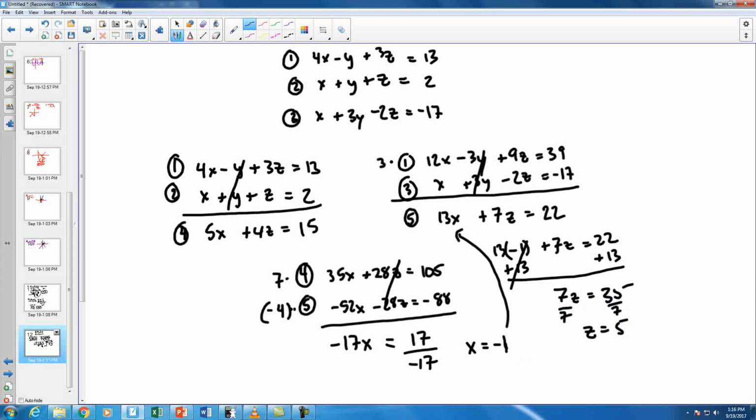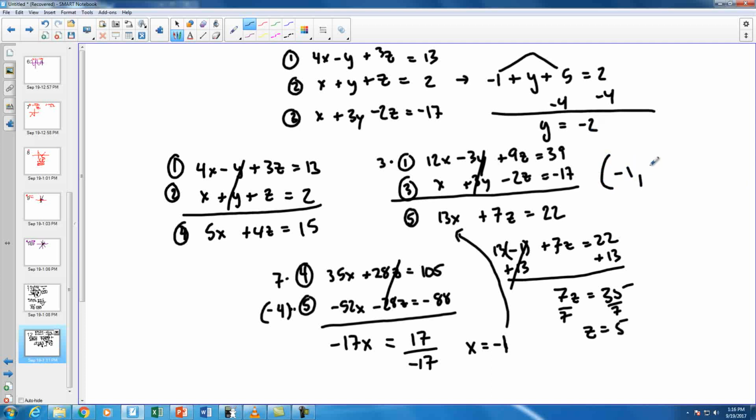Okay, so now I know x, I know z, I need to find y, and I like equation number 2 because they're all singles. There's no multiplication to do. So x is negative 1 plus y, which I don't know, plus z, which is 5, should equal 2. The negative 1 and the 5 turn out to be 4, so I'm going to minus 4 from both sides. I'm left with y equals negative 2. So my answer would be negative 1, negative 2, and 5.